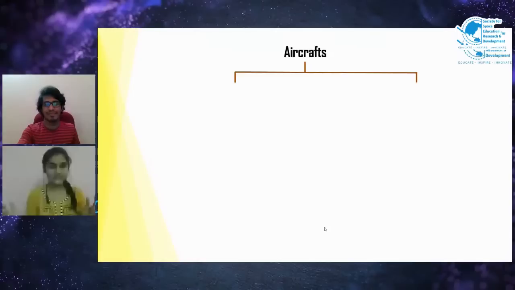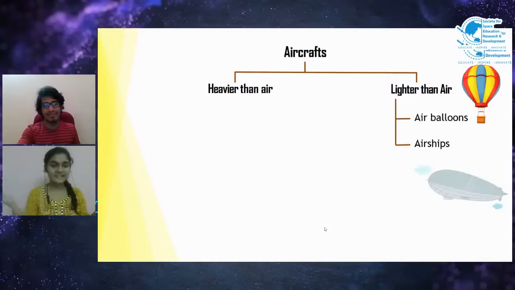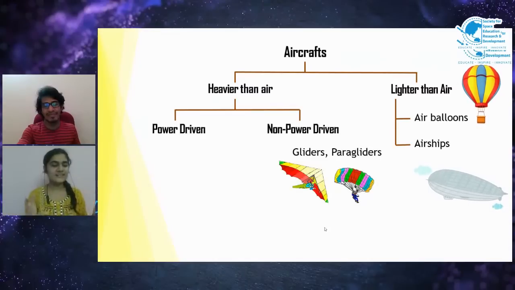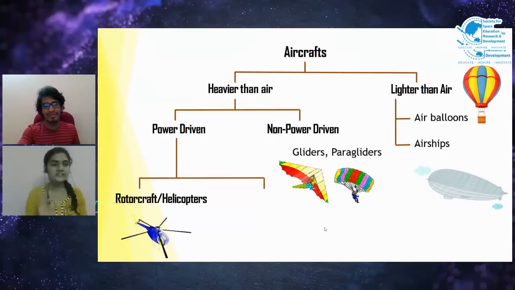Now, classification of aircrafts. We have lighter than air aircraft and we have heavier than air aircrafts. In lighter than air aircrafts, we have air balloons and airships. They were used in ancient times, and the heavier than air aircrafts are further subdivided into two parts.